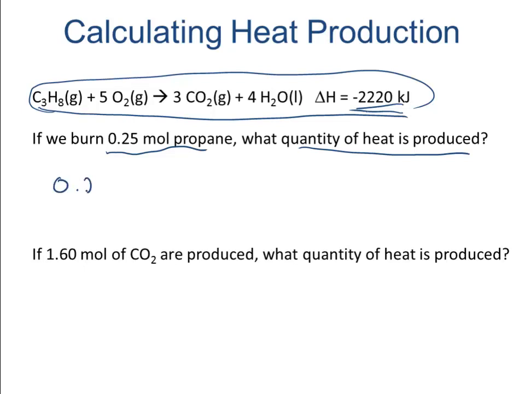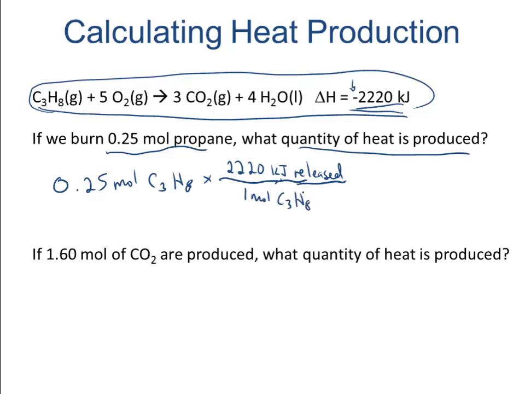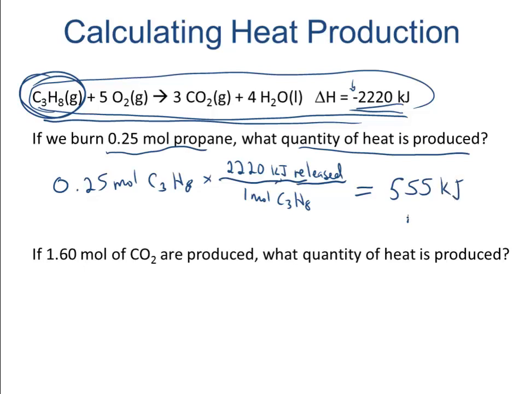So to do that, you would say 0.25 moles of propane, which is C3H8, times 2,220 kilojoules of energy released. The released you know because of the negative sign there, per 1 mole of propane. And it's 1 mole of propane because there's 1 mole of propane reacting in this balanced equation. And so that then tells you how much energy is released. 0.25 times 2220. 555 kilojoules are released.